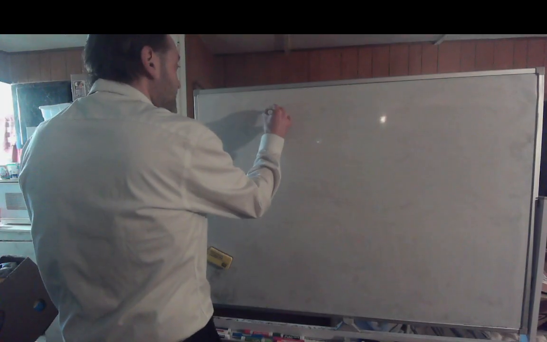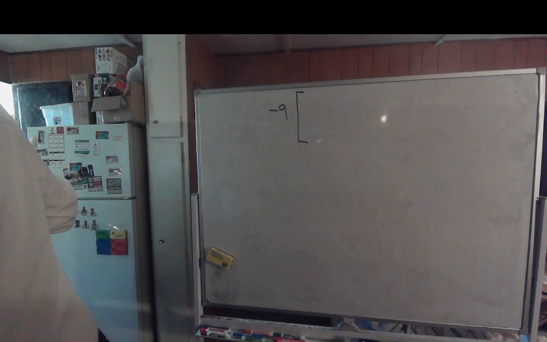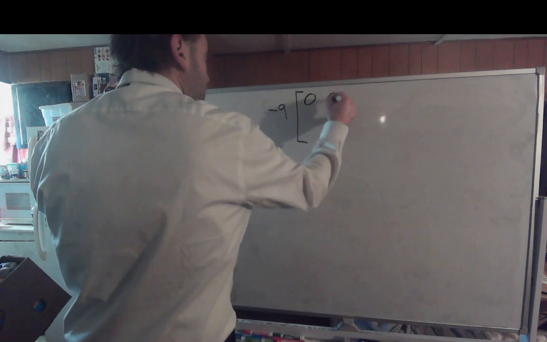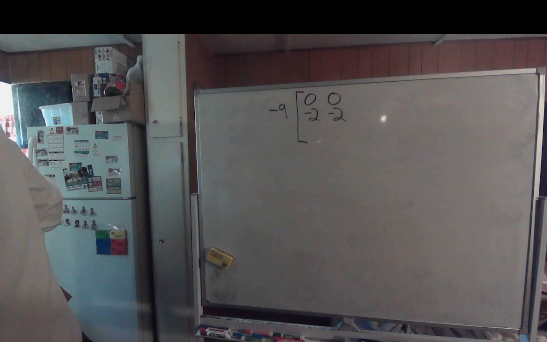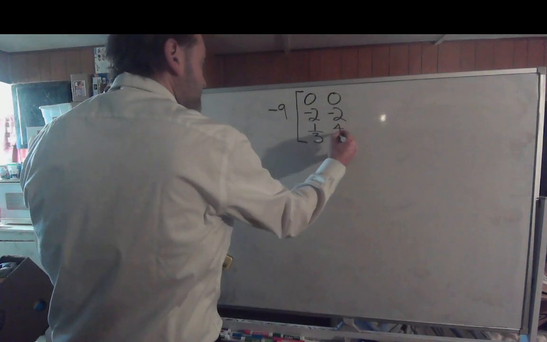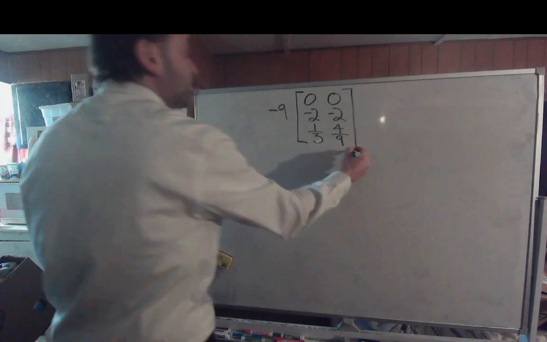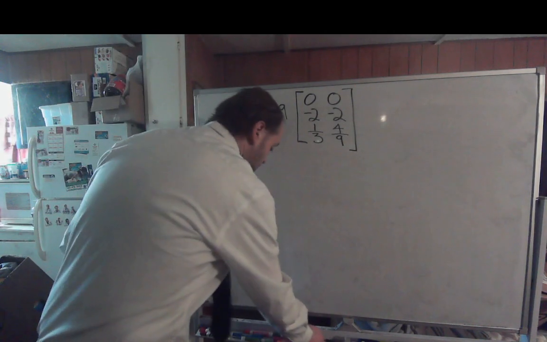Let's do one more for scalar multiplication, because scalar multiplication is actually pretty easy to understand. Let's say I take -9 times the matrix 0, 0, -2, -2, 1/3, and 4/9. Yes, you can actually have fractions and decimals in matrices. That is perfectly permitted, if you're wondering.